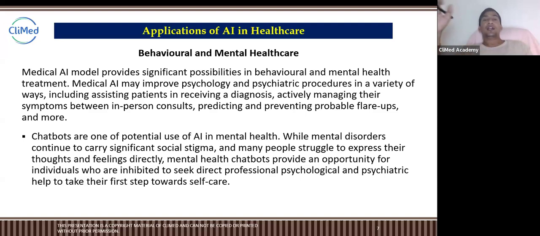Literally, I'm telling you why. Because you have to put your mood, your aura, about you in the chatbot, in the form, and they will suggest the accurate music, accurate therapy, about the things which can help your mind calm and sleep. Understand? So these AI chatbots are very helpful in behavioral and mental health care.